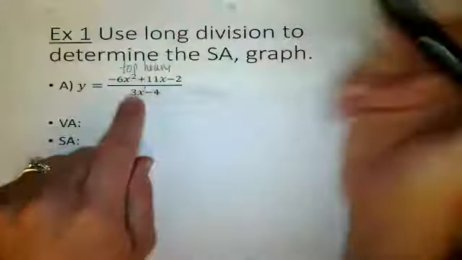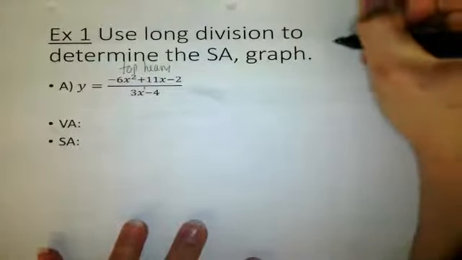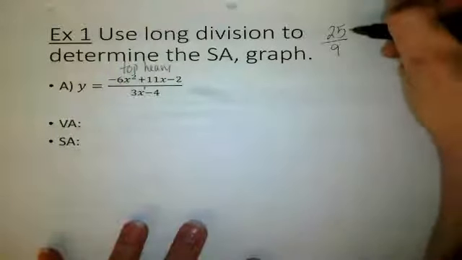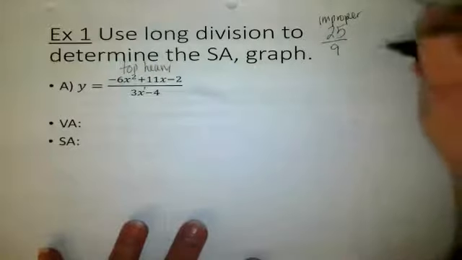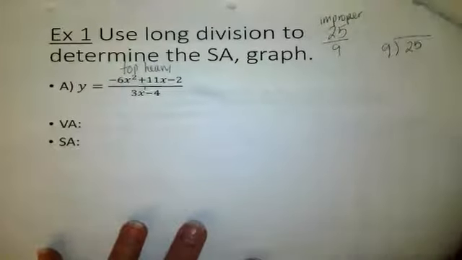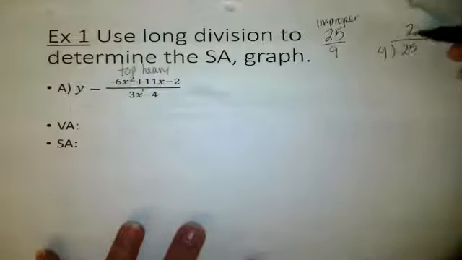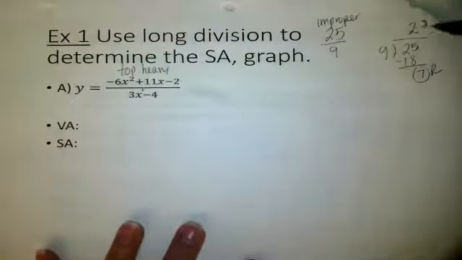I lovingly call this top heavy. It's got a higher power, a higher degree in the numerator. And so that's really like an improper fraction. It's like having 25 ninths. It's heavier on top. It's improper. And because it's an improper fraction, then we can actually do some long division to turn it into a mixed number. How many times is 9 going into 25? 2 times. That gives me 18. We're going to subtract 6, 7. And then this is our remainder. So we write 2 and 7 ninths.